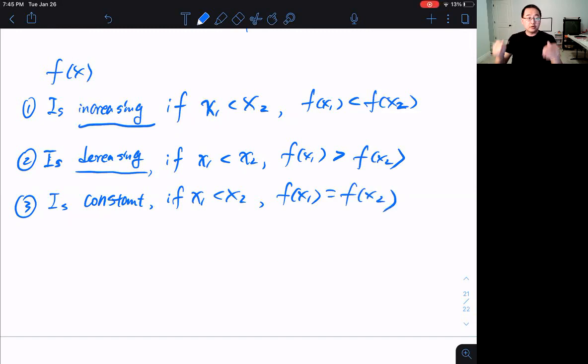So on the interval, this doesn't mean this is true for the entire function necessarily, but on the interval where x1 and x2 are, this is how you can determine what the function looks like. All right, now, we can look at some examples really quick.